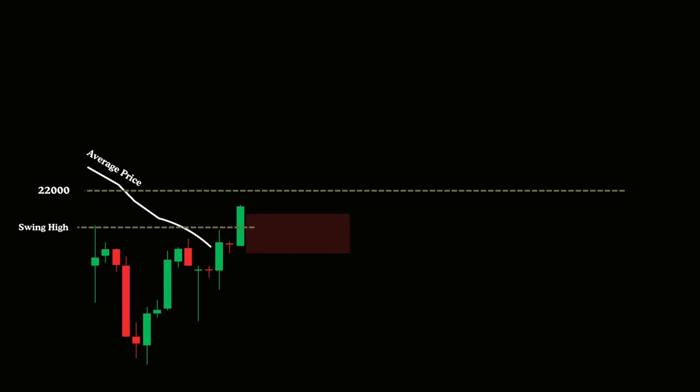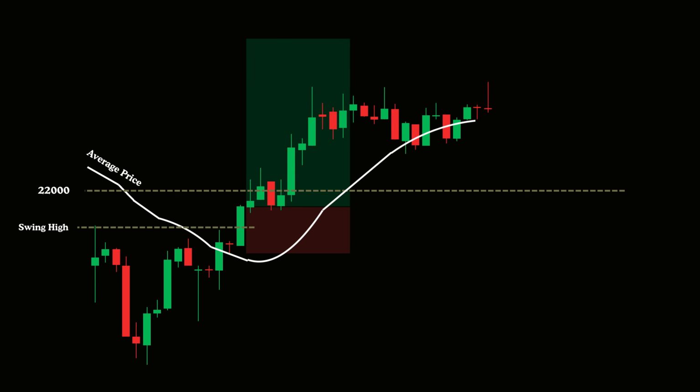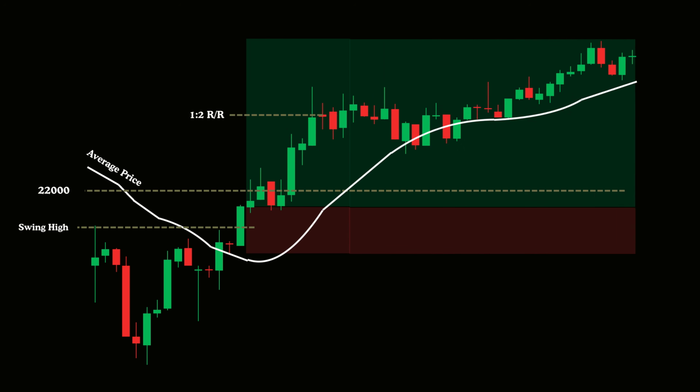As soon as we enter the long position with a stop loss below the bullish candle, the price breaks past the 22,000 zone and gradually rises. Once the market achieves a 1-to-2 risk-to-reward ratio, we can book 80% of our profits and hold the remaining position for a larger move. Now that we've understood all 3 examples, let's discuss some key points about this strategy.